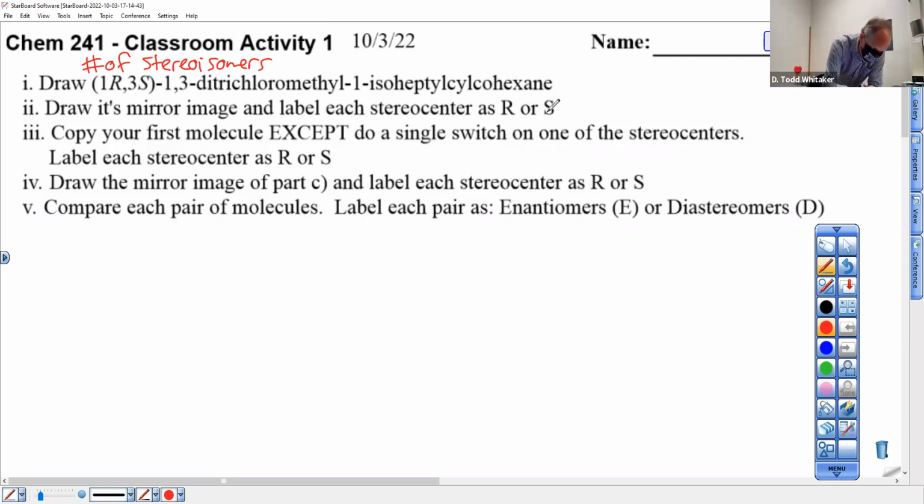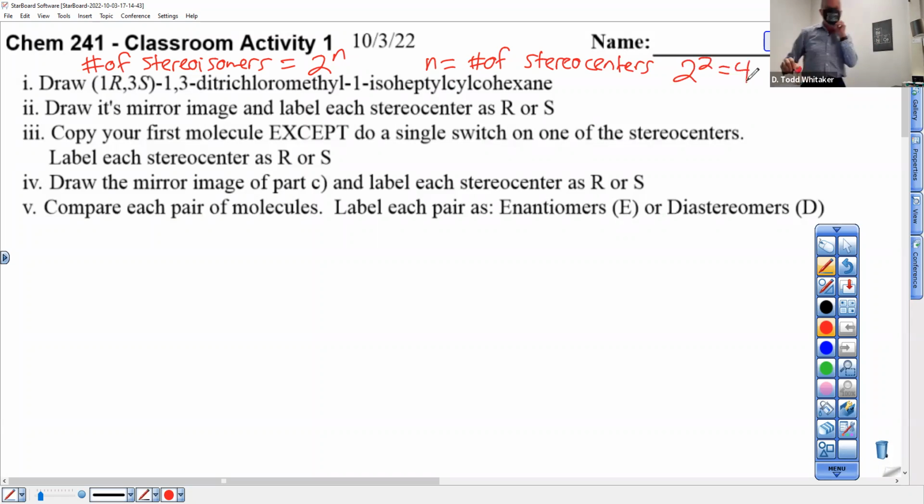Sorry. The number of stereoisomers is 2 to the power of n. I'd like to remind you it's 2 because there's 2 choices for each stereo center, R or S, and n is the number of stereo centers. So in our molecule here, that's going to have a stereo center on carbon 1 and a stereo center on carbon 3. N is 2. You're going to draw 4 molecules because your goal is to draw all your stereoisomers. Okay?